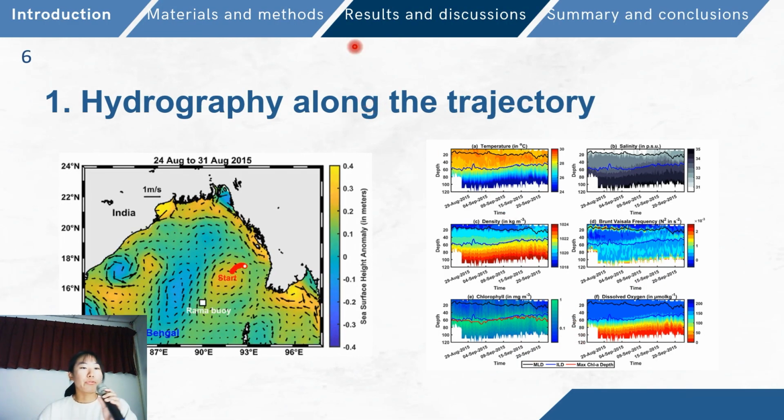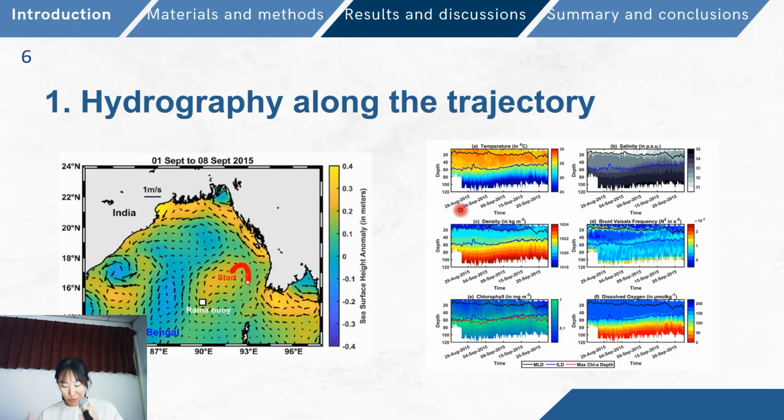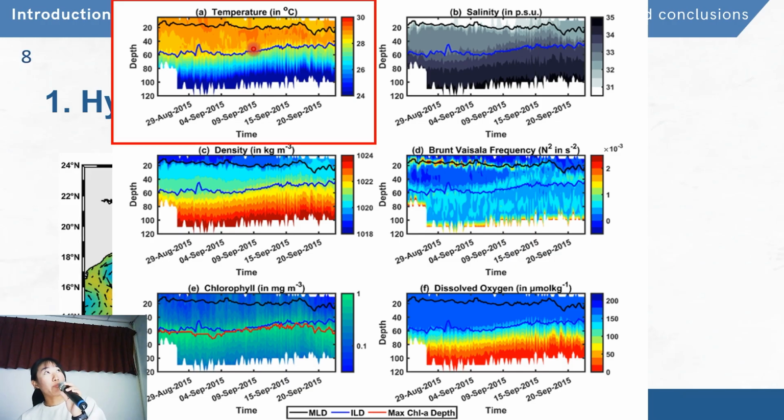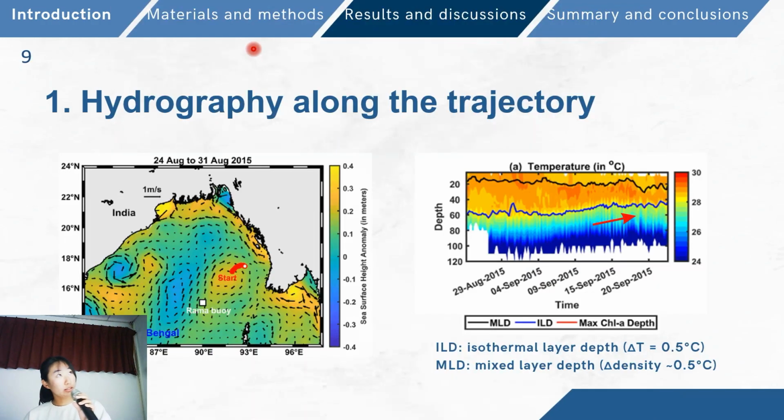In our results, this is the float trajectory, and this is the profile of all the parameters. And this is a bigger one. And now I will talk about the layer depth. I will use the temperature as an example.